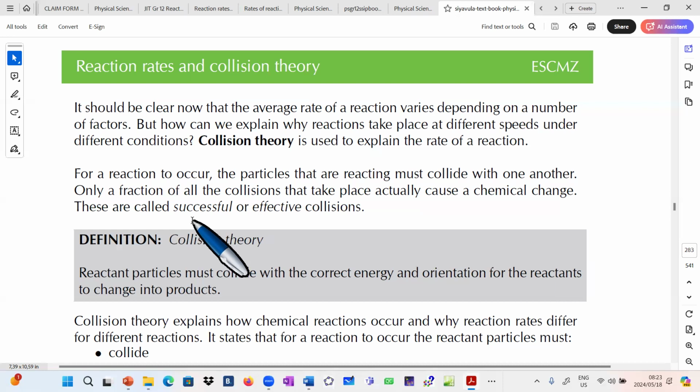So we then continue. Let us give a definition. The next definition is, what is collision theory? What is the meaning of collision theory? Reactant particles must collide with the correct energy.